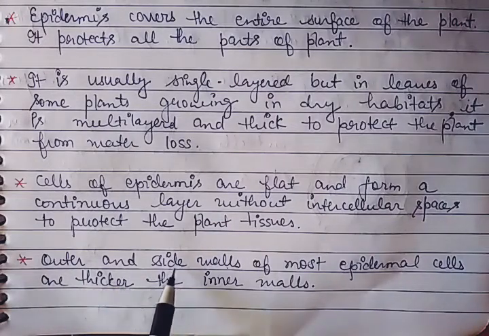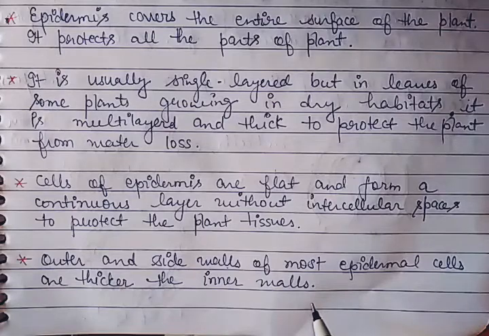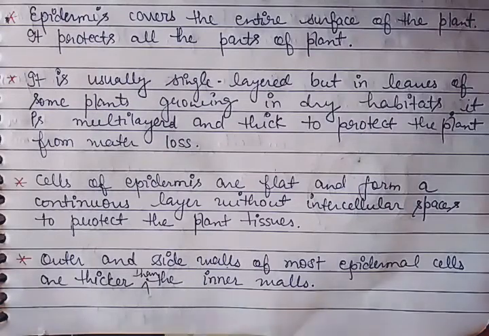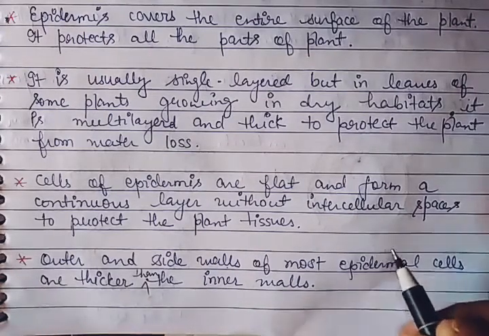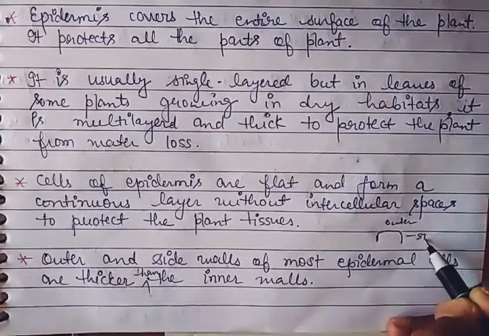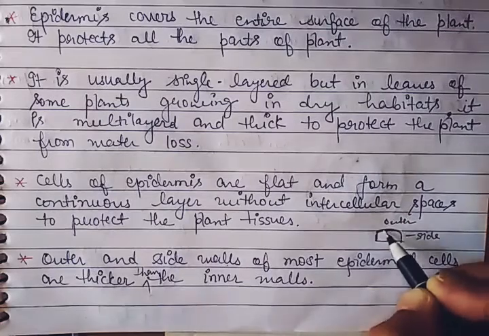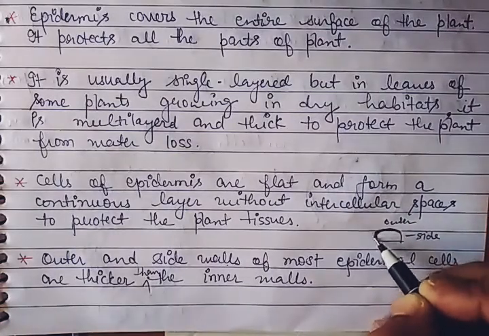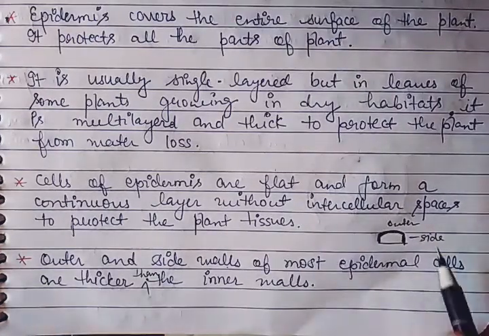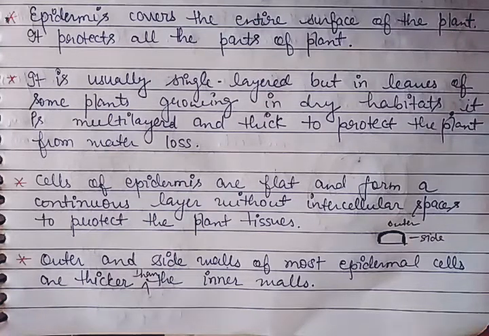Now, the outer and side walls of most epidermal cells are thicker than the inner walls. Outer and side walls of most epidermal cells are thicker, like this. If this is the outer region and this is the side, then this outer portion and the side portion of the cell is thicker, so that it can protect the internal structure from the outward environment.